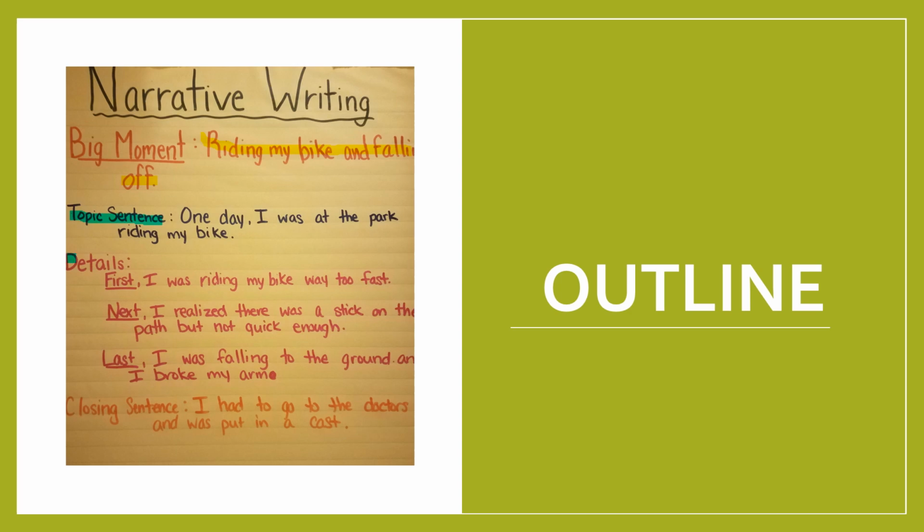I then talked about my 3 details. These details are things that happen in that big moment. When you write your details, you want to make sure that you have your transitions. Your transition words are your first, next, and last. I started with first. I was riding my bike way too fast.